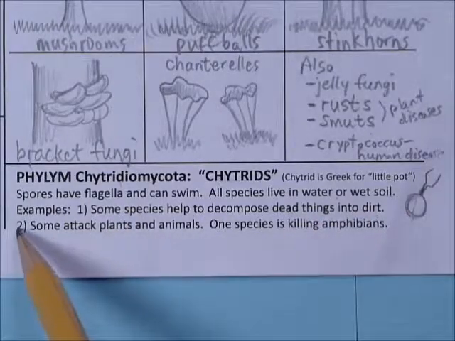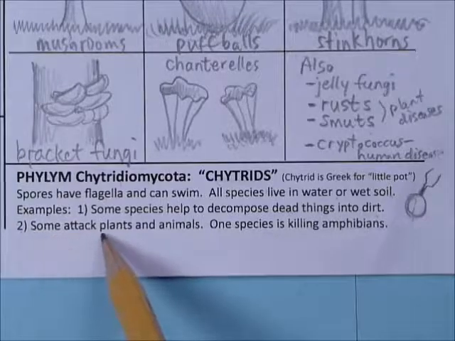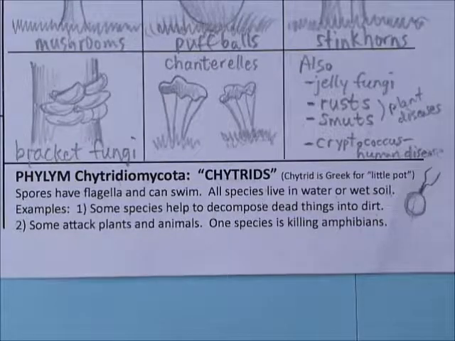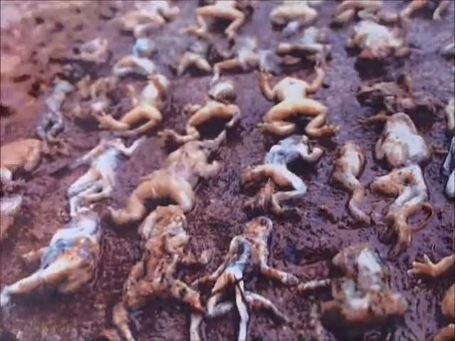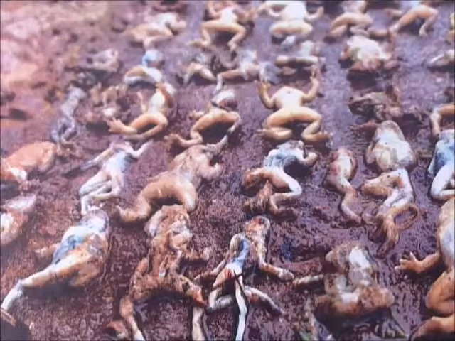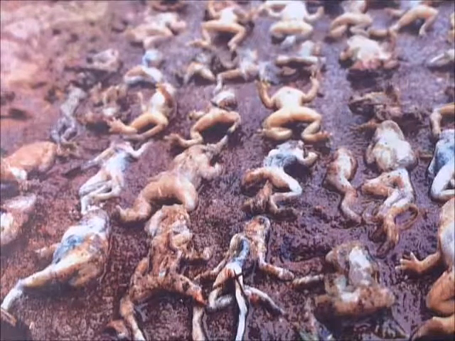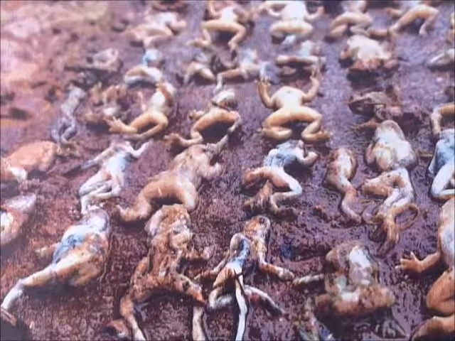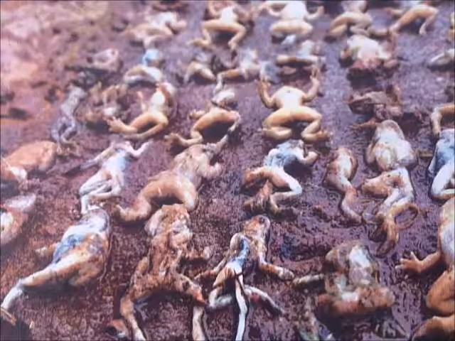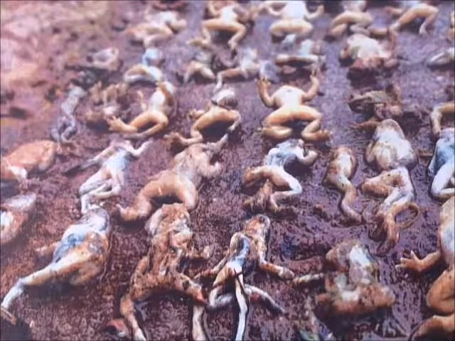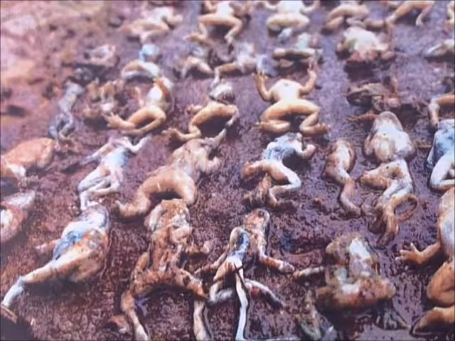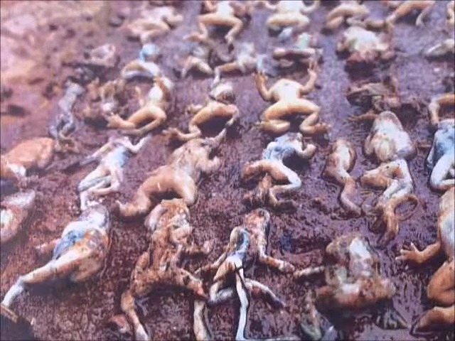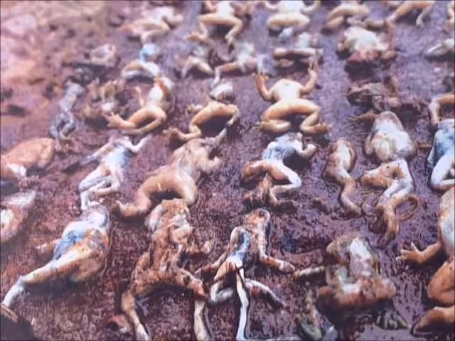And number two, they attack plants and animals, and one species is killing amphibians. So you may have heard about this. Where are all the frogs going? There's a whole bunch of dead frogs in South America. Even those cute little brightly colored poison dart frogs in the rainforest, they're just disappearing every decade. There's a couple hundred more species that are just gone extinct, and they don't know why all the frogs are dying. A little bit, it's like, well, maybe they're losing their natural habitat, and people are cutting down the rainforest, but that doesn't account for all of it.